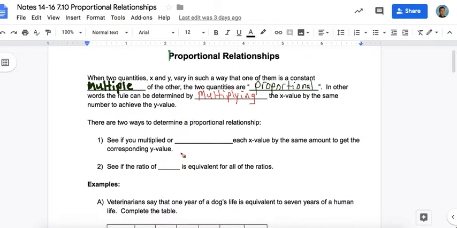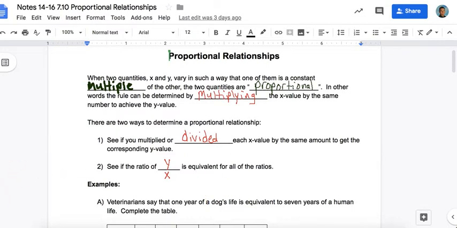So there are two ways to determine a proportional relationship. See if you multiplied or divided each x value by the same amount to get the corresponding y value. And then the second way is see if the ratio of y over x, in other words, the slope, change in y over change in x, is equivalent for all of the ratios. So we're comparing the y to the x and seeing if it's equivalent for all the ratios. If it is, then it's a proportional relationship. And the slope will be that number.